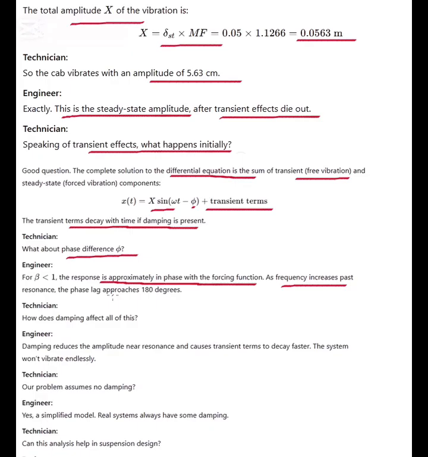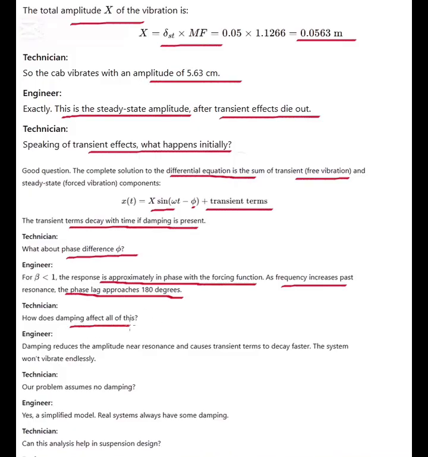As the frequency increases past resonance, the phase lag approaches 180 degrees. Why is that so? If the frequency is higher, it's difficult for the mass to keep up with the frequency, because the inertia is going to resist, and damping is also going to resist. If the frequency is very high, it's difficult for the system to keep up with it. That's why the lag approaches 180 degrees. Lagging is happening in the phase angle.